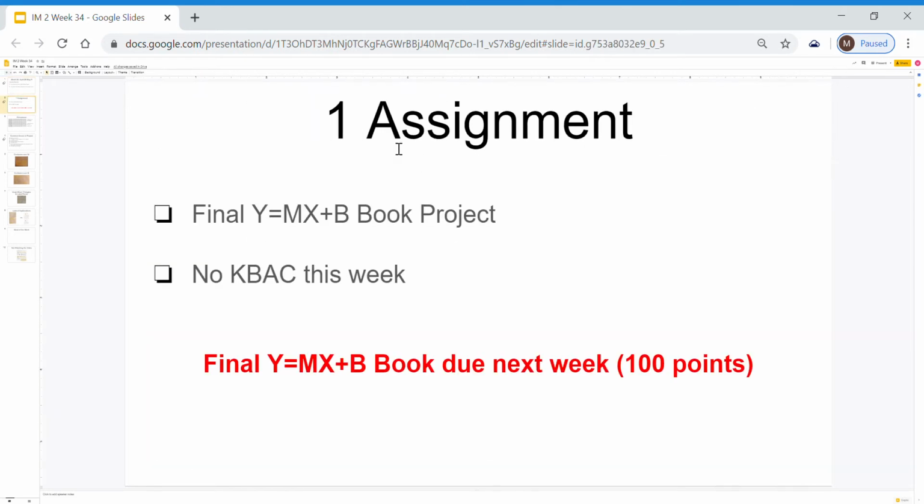So you have one assignment only this week. There is no K-back this week. The assignment is your final y = mx + b book project. This book is worth 100 points and due next week on May 5th.